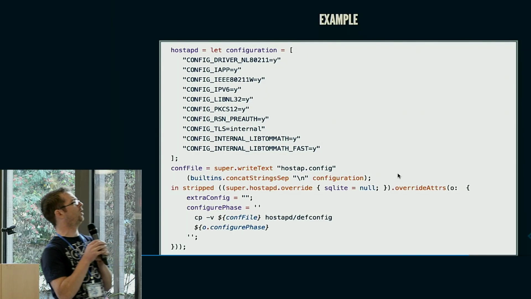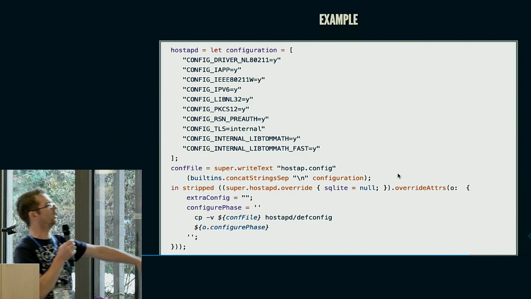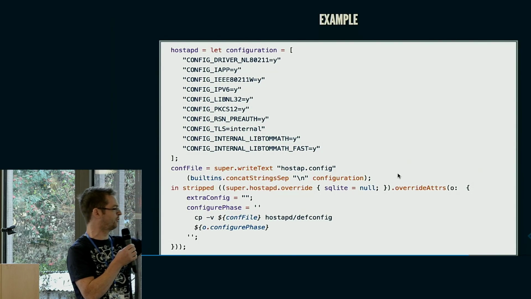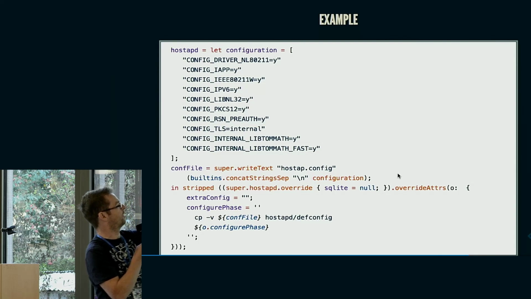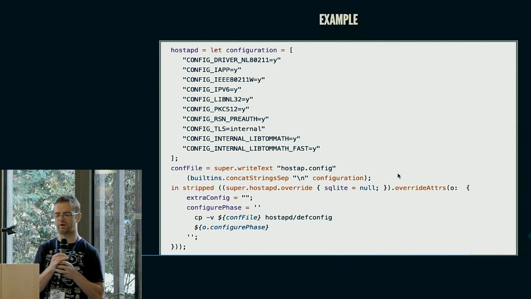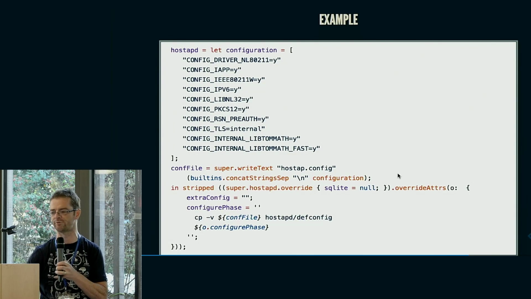So here's an example. This is one of the entries in our package overlay for the hostapd daemon. As you see, it's based on the upstream one of Nix packages. We've overridden the SQLite attribute because we don't need it. Then we've gone to override the attributes as well, and we said we don't want extra config, and we're going to use this configure file, which we generated here, instead of using what the Nix packages one does. And that's a huge saving on hostapd, and that's how I've got a wireless extender running in 4 megs of flash.